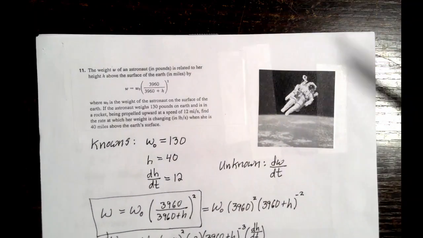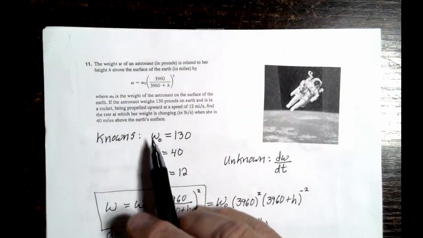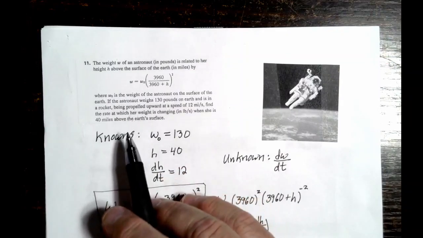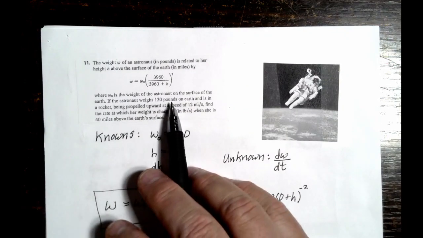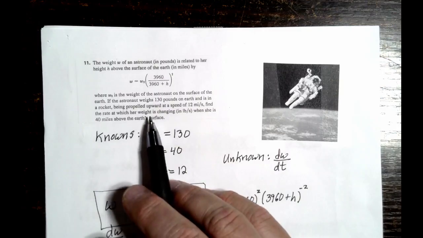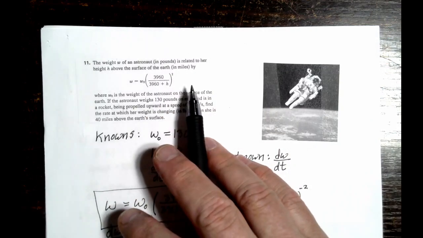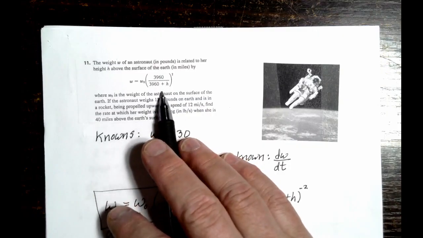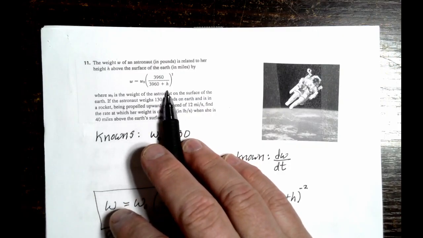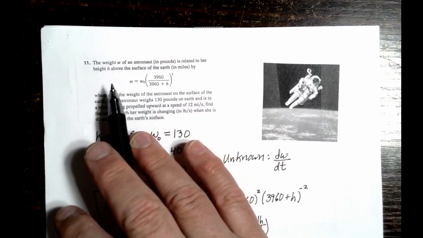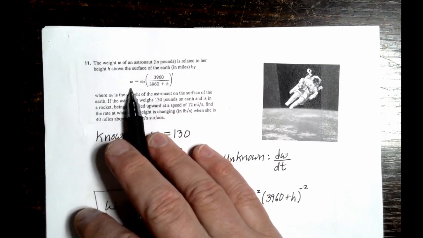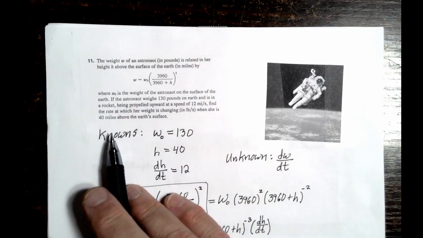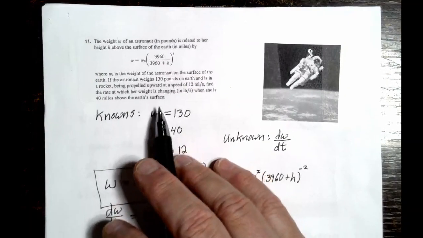Alright, for question 11, we're talking about the change in the weight of an astronaut as she goes into space, as her distance from the surface of Earth, h in miles, changes. So h is your distance from Earth in miles, and it's changing, and the change in her weight is something that we're looking at here. And so they give you a formula.